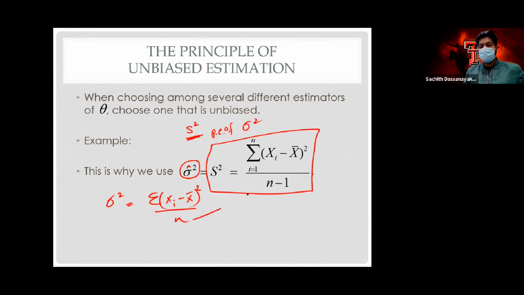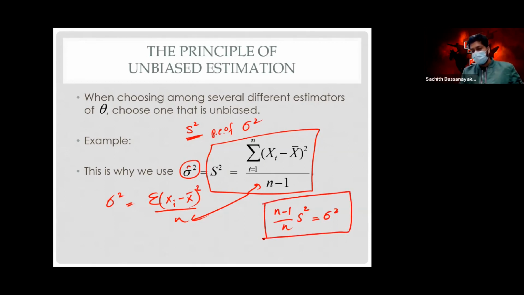Right. So there is a small difference between these two. If you need to get the unbiased estimator, you have to do this: n minus 1 divided by n times s squared. This is an unbiased estimate of sigma squared. If you take the expected value of the left hand side, you will see it is equal to sigma squared. This is unbiased, but this one is not an unbiased estimator. This is a biased estimator, but still we use that.